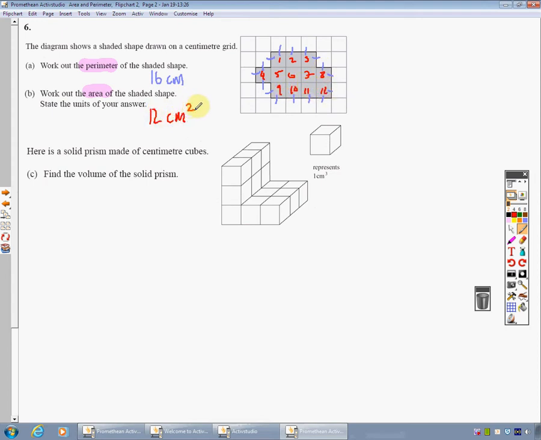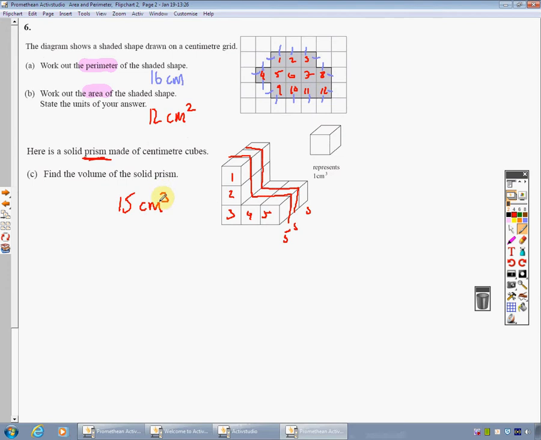A solid prism, that's the key for telling us that even the cubes that we know are there and we can't see are actually there. Made of centimetre cubes. Find the volume. 1, 2, 3, 4, 5. And that is split into 3 slices of that. So I will have 5 there, 5 there, and 5 there. 5, 10, 15. 15 centimetres cubed.